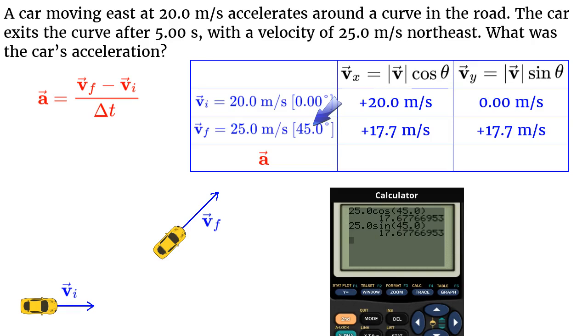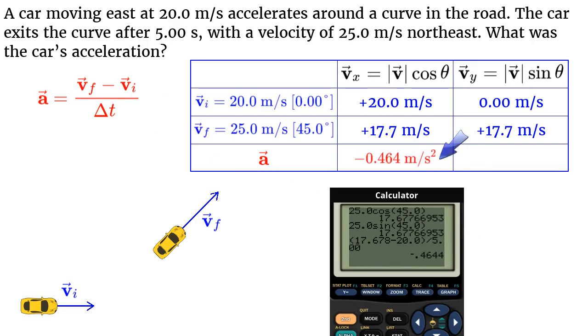Once we've converted our vectors to Cartesian form, we can use the equation to evaluate the acceleration by doing the x and y component calculations independently. So starting with the x component, we're going to calculate the final velocity. We're going to type in 17.7 for the final velocity. We're going to subtract 20 for the initial velocity, and then we're going to divide by the time, which is 5.00 seconds. And this gives us an acceleration for the x component of negative 0.464 meters per second squared.